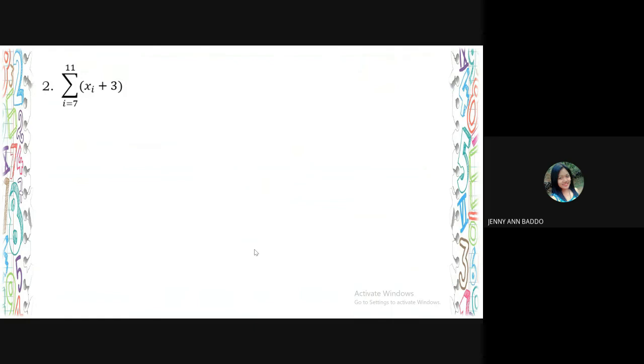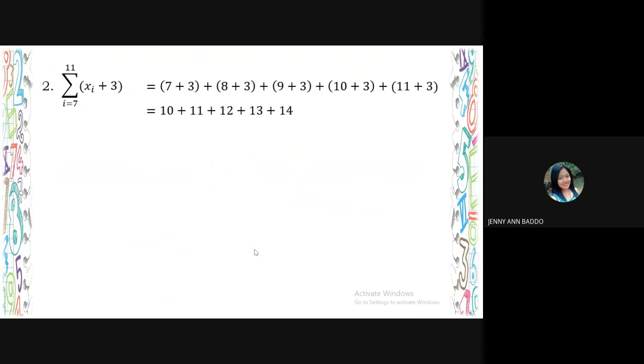Another example, summation of x of i plus 3, where i ranges from 7 to 11. So we have 7 plus 3 up to 11 plus 3. So getting the sum, we have 60.